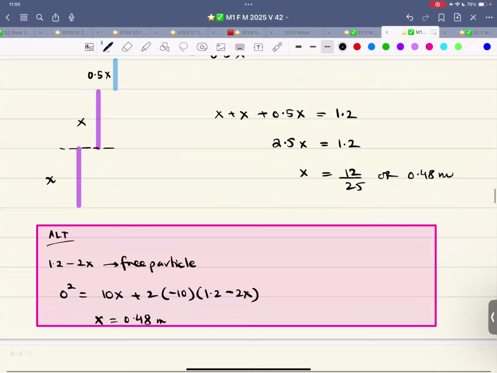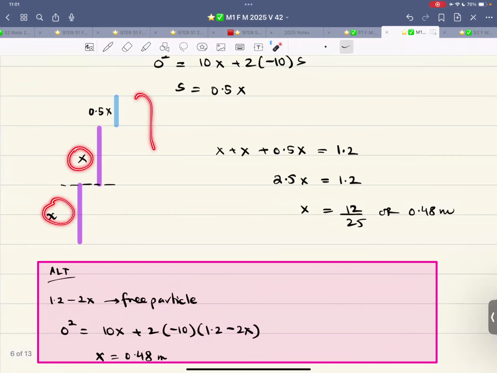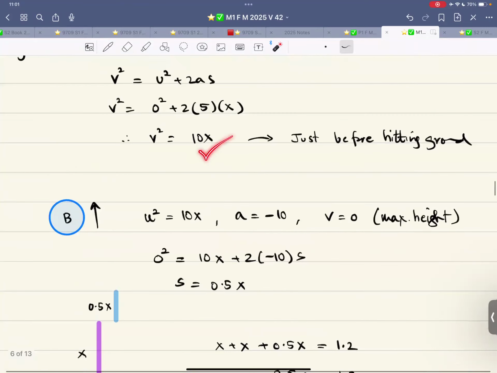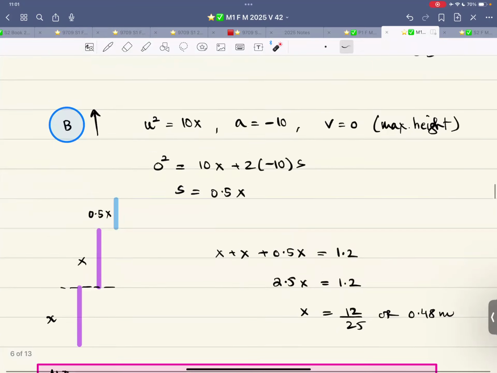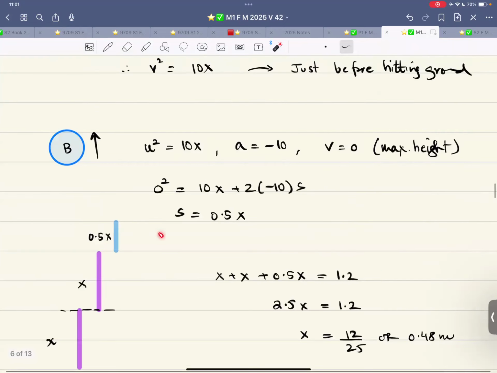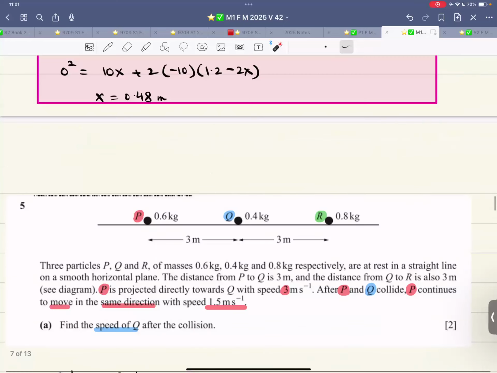Also, if you want to do a slight shortcut, the distance that the free particle moves is 1.2 minus 2x. So 2x, subtract it from the whole 1.2. And of course, you need this thing. There is no shortcut on this. And over here, what you can do is make an equation for the distance the free particle moves up, and you get the value of x. I personally prefer this method.